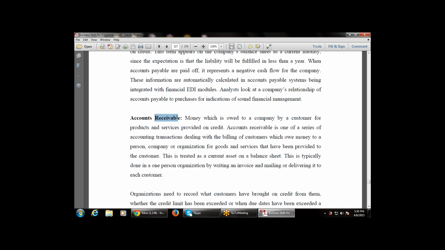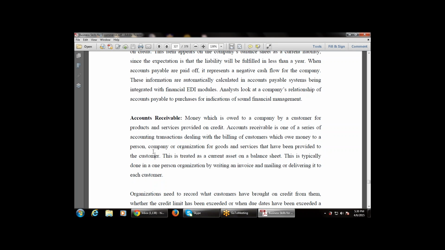Next is accounts receivable. So whatever money the company takes in comes under accounts receivable. It is money which is owed to a company by a customer for products and services provided on credit. Accounts receivable is one of a series of accounting transactions dealing with billing of customers who owe money to a person, company or organization for goods and services that have been provided to the customer.